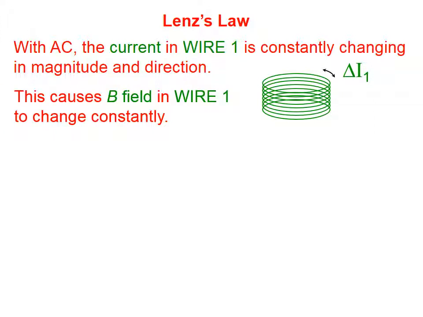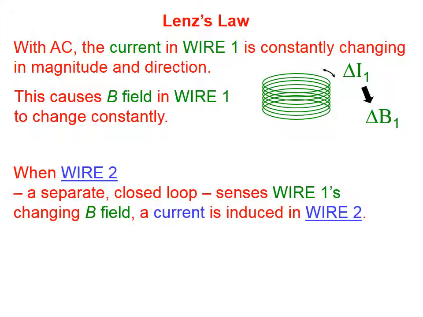This causes the magnetic field around wire 1 to constantly change. Recall that a magnetic field is set up anytime you have charges in motion. If the charges are moving one way, then the magnetic field has a certain orientation. If the charges then shuffle back the other way, the direction and potentially the magnitude of the magnetic field change. So, when you have a changing current, you necessarily get a changing magnetic field.